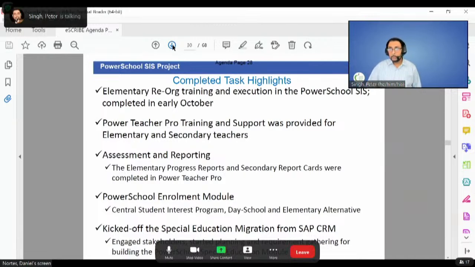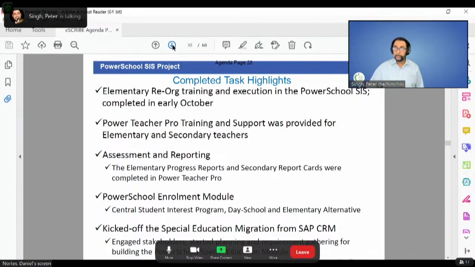The PowerSchool enrollment module, which is again the central student interest program, has also been implemented. That was part of the ask as we launched this program, which addresses the day school and elementary alternative programs also. We also kicked off the special education migration from a legacy system, which is built around the SAP CRM platform, and that work has started now. We have engaged the stakeholders and started planning and capturing the requirements to make sure we are ready to deliver on the special ed module. Next slide, please.